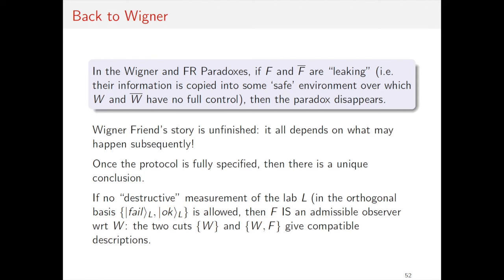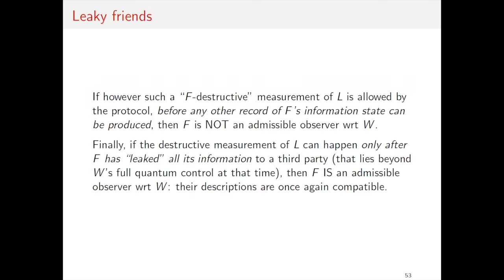But this one can't. Okay, if a destructive measurement in this orthogonal basis is allowed by the protocol, before any other record of the friend's information can be produced, before the friend can communicate to someone else, then F is not an admissible user, and we should not be asked to reason from the other's perspective. It's just a quantum system from my perspective, right?